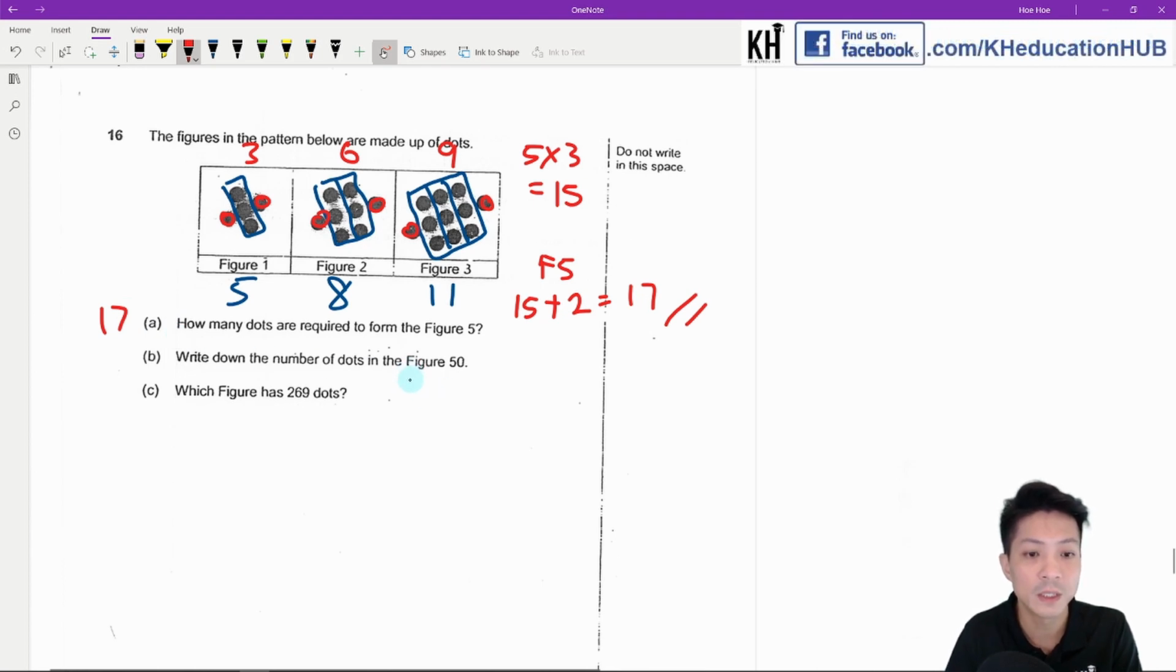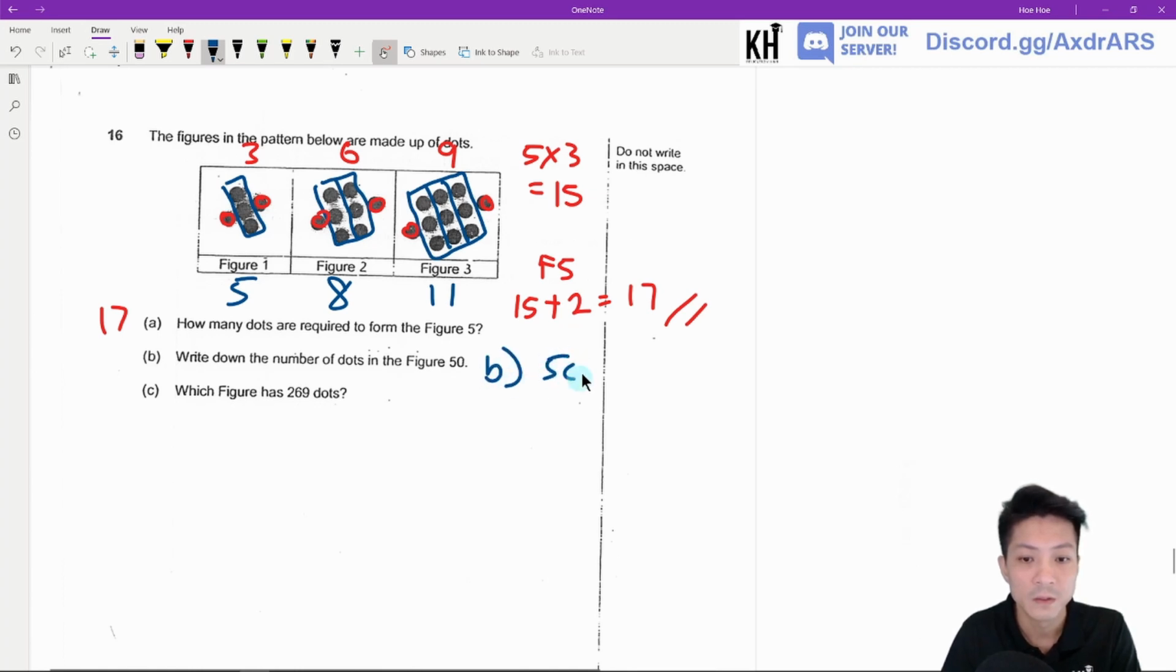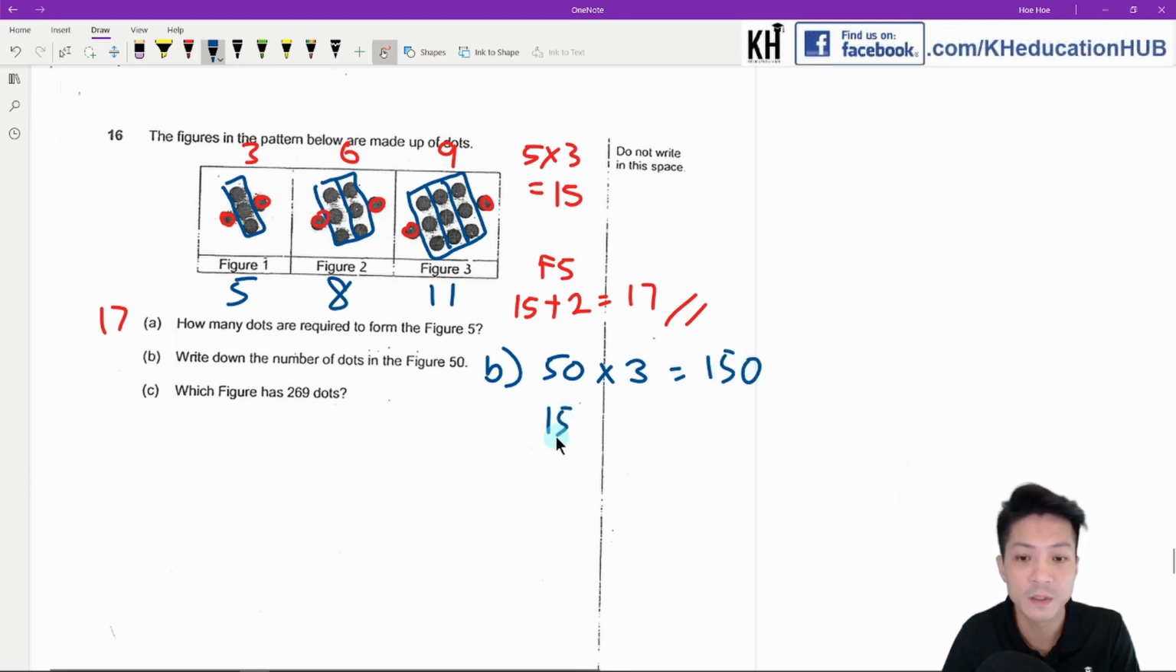Part B, write down the number of dots in figure 50. For part B, we're going to follow the same formula. First, we use the figure number multiplied by 3, which is 150. Then after that, we add 2. It will be 152.